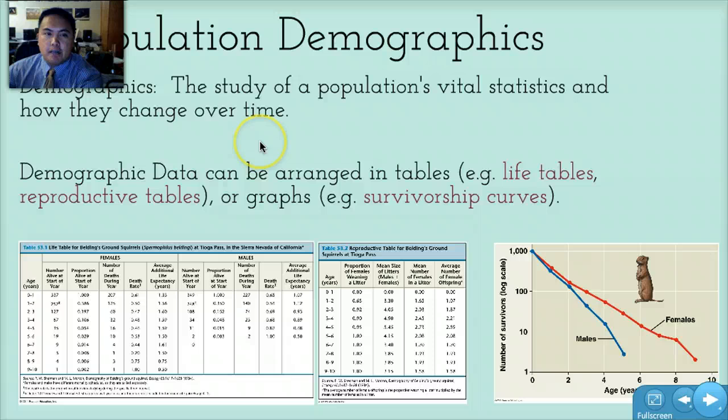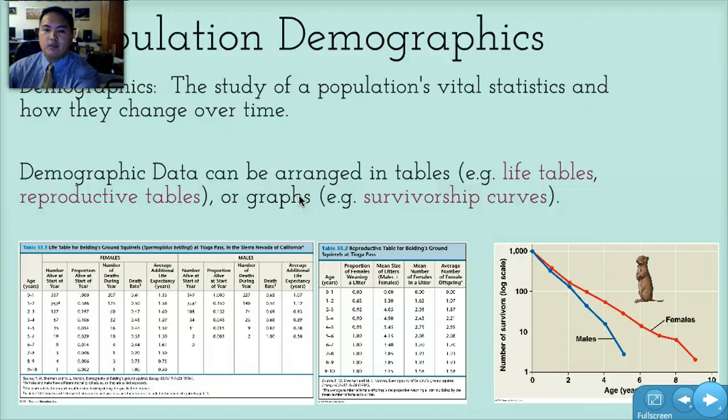Another way to study a population, these are all basically ways to describe a population. We talked about the size, we talked about how it's distributed. This one's the demographics. Demographics is a study of a population's vital statistics and how they change over time. Demographic data can be arranged in tables, which I'll show you, or graphs. So we're talking about the key statistics.